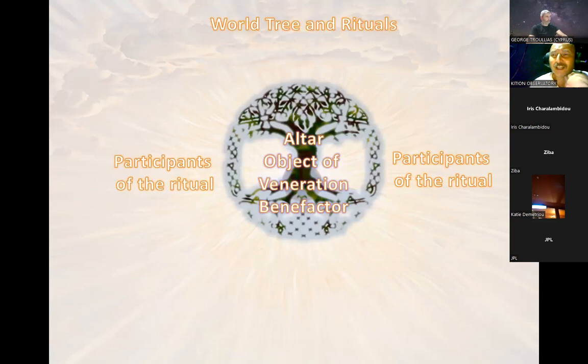World tree is deeply connected with rituals, with rites, and usually in the center we have the world tree itself or its substitution, like an altar or object of veneration, or maybe a benefactor, or could even be a victim, something which should be sacrificed. And around it, in the central part, there are participants, usually in four corners, or when we represent it like a picture, they should be on both sides, left and right.